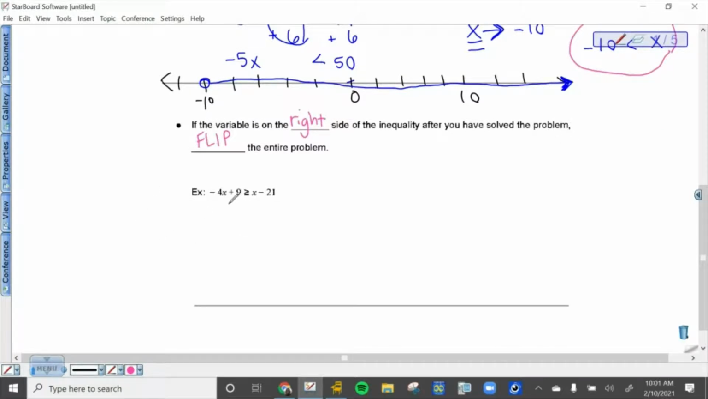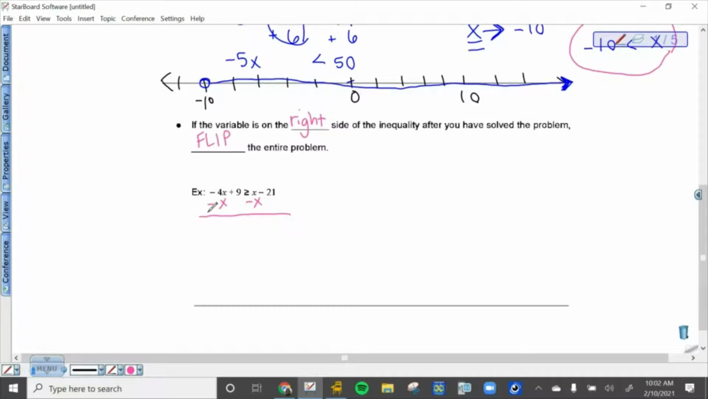So I've got negative 4x plus 9 is greater than or equal to x minus 21. So I want to get, well, what's my variable? X. I want to get my x's together on one side of the inequality and the numbers on the other side. So do you guys want to move the negative 4x or the x? The x? Okay. So let's subtract x from there, which means I subtract x from here. I could have easily moved the negative 4x first if I wanted.